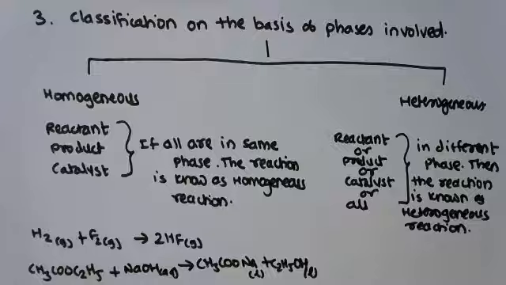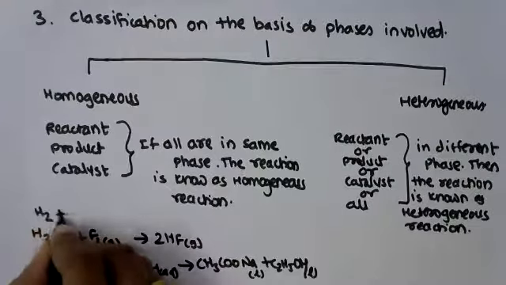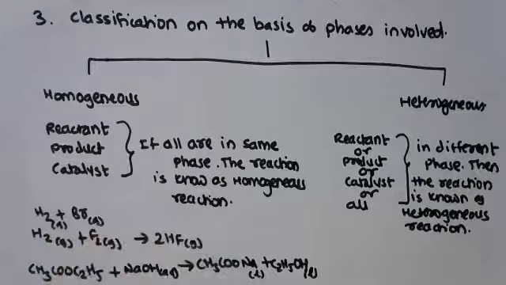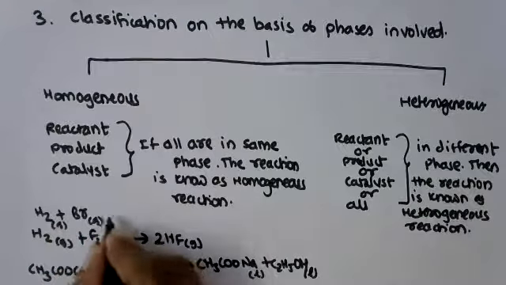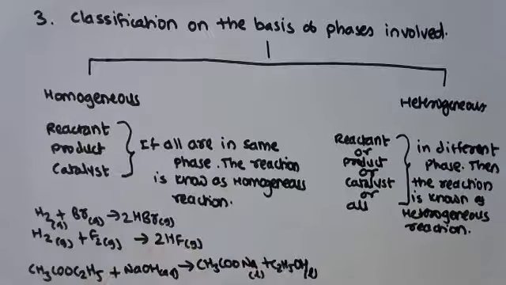There are other examples also. Say for example, the reaction between hydrogen plus bromine, both present in a gas phase, forms hydrogen bromide gas. All are in the same phase. So this is an example of a homogeneous reaction, right?